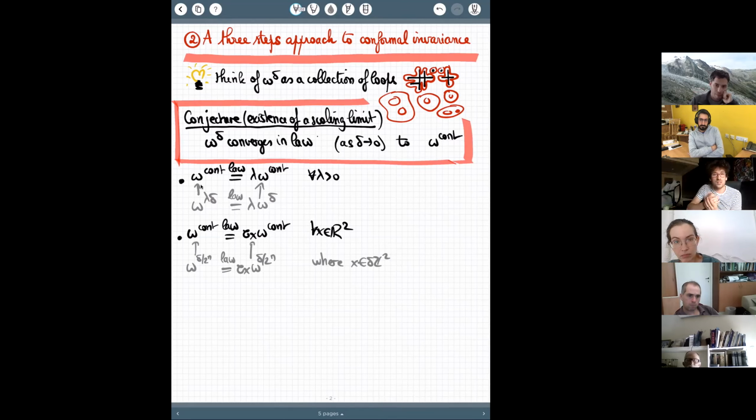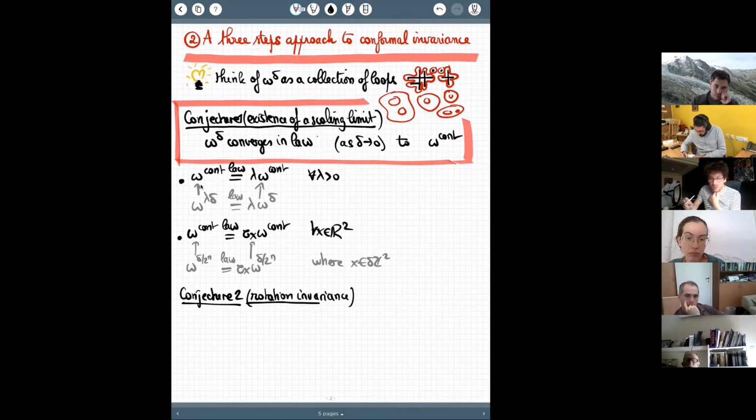Now comes a second conjecture, which is much less obvious, at least in my opinion. So this is conjecture 1. Now let's mention conjecture 2. And this is maybe more surprising the first time you see it. And it's the rotation invariance of the limit.